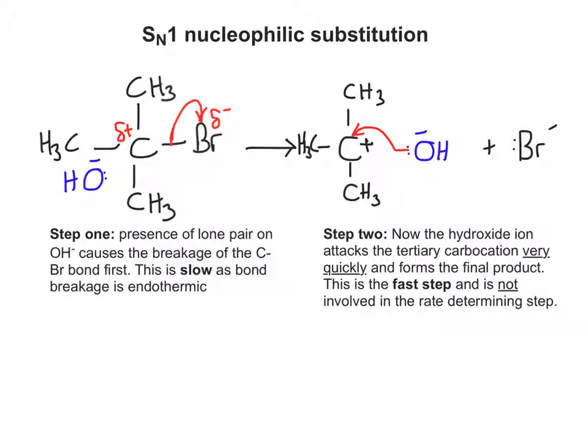Once you produce a tertiary carbocation, it's a little bit more stable than the secondary or primary carbocations. It's more likely to be produced. Therefore this mechanism, the Sn1 version, is the one that the tertiary haloalkanes can follow. In the second step, the hydroxide ion can very quickly attack the carbocation and form the final product of 2-methyl-propan-2-ol and the Br- ion.